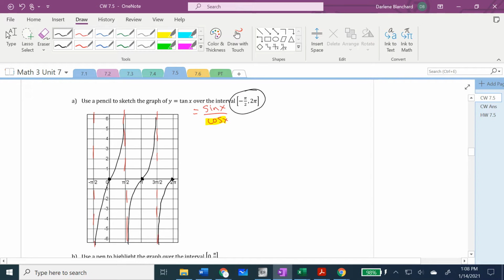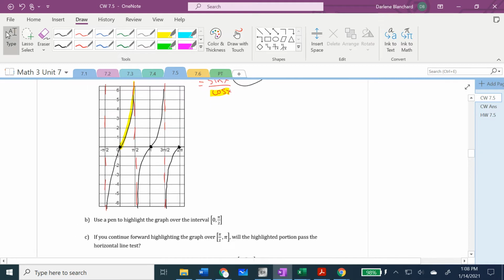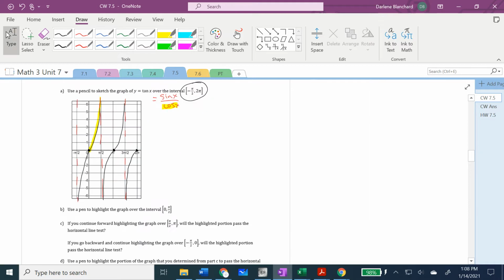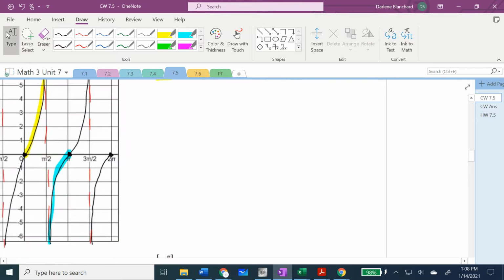And then we're going to go through the same process again of first highlight the graph from 0 to pi over 2. Then take a look at forward versus backward. If I go forward over to pi, I want you to realize something.